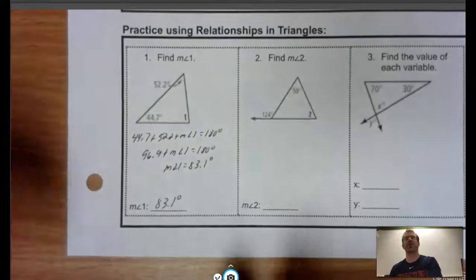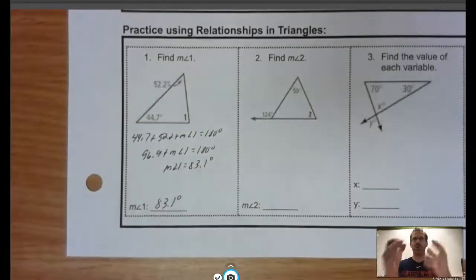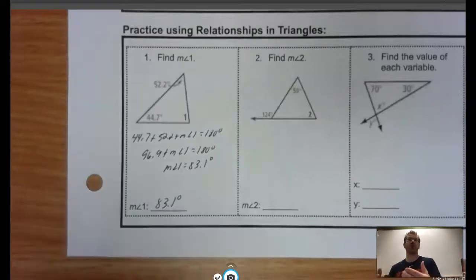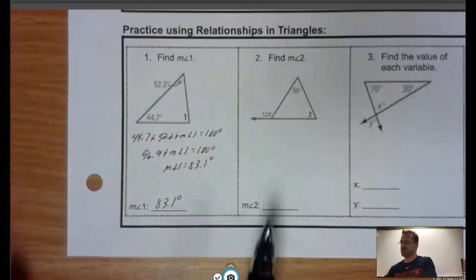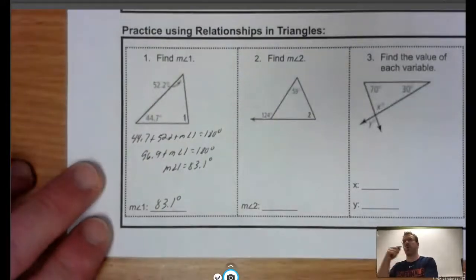So that was using the triangle angle sum theorem: all three angles add to be 180 degrees. You're going to have to look at the picture and determine what information you have, and then use the appropriate relationship to find your missing angle. Notice when I look at angle 2 here, I have a couple of different ways of finding its measure, and I'm going to show you both ways.